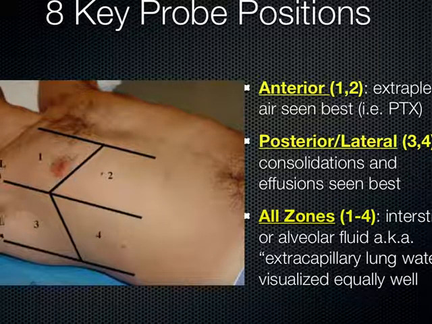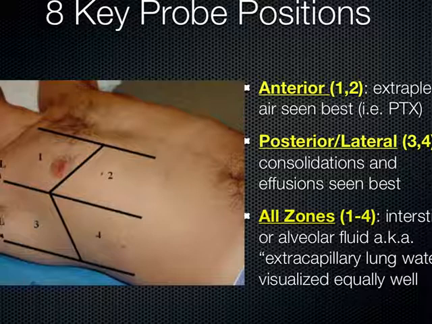It's important to scan all 8 lung zones to evaluate for a complete chest exam. We have 2 anterior lung zones on the right and left, and 2 posterior lateral lung zones on the right and left. All zones should be equally evaluated, and it doesn't take but a few seconds each.